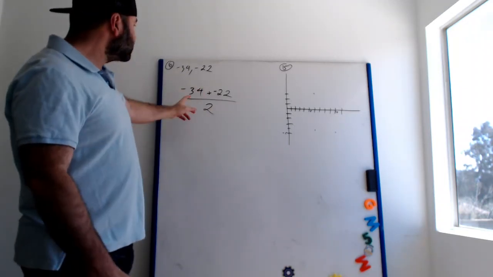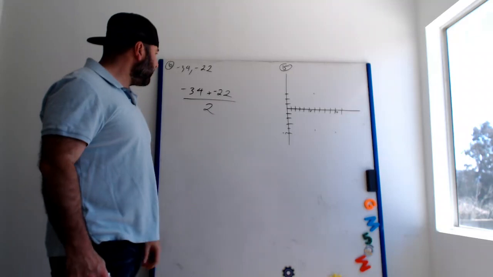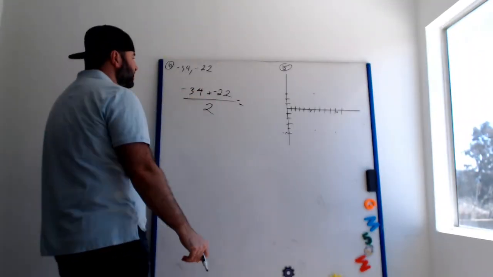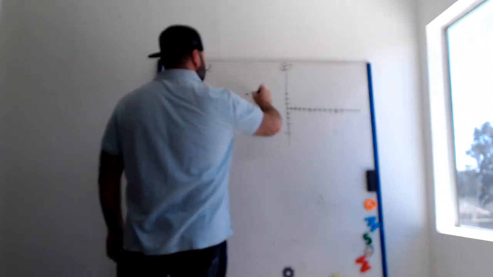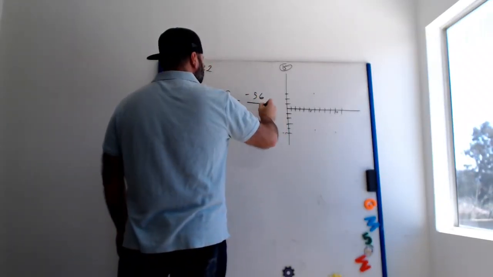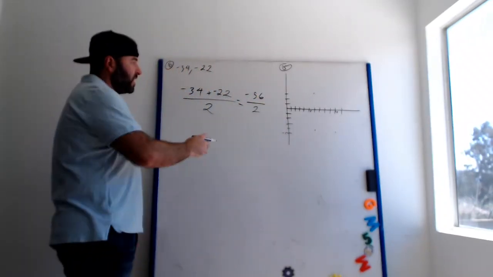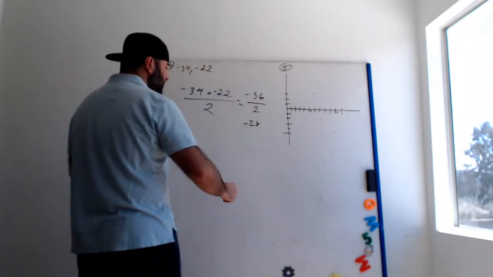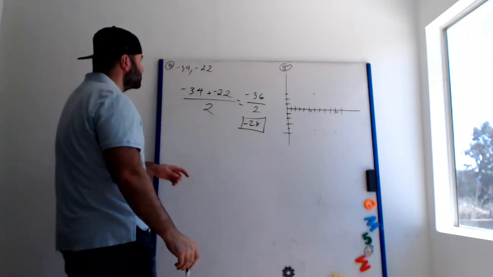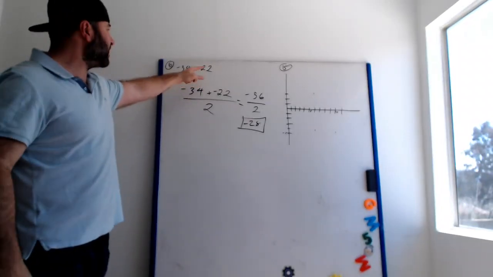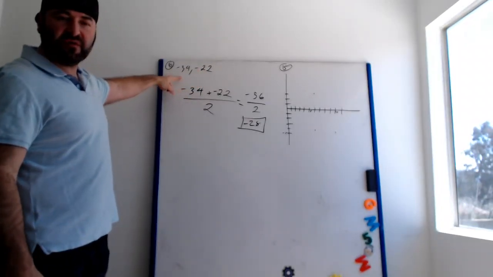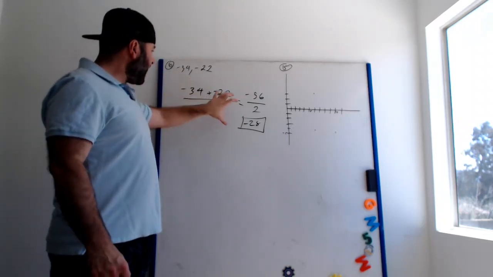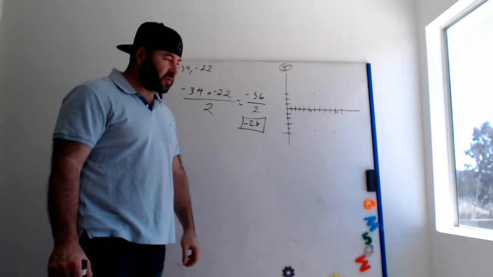If we add up these values, negative 34 and negative 22 gives me negative 56, over 2. When you reduce that, you end up with negative 28, which is 6 units away from negative 22 and 6 units away from negative 34. So that's how you go about working out these problems.